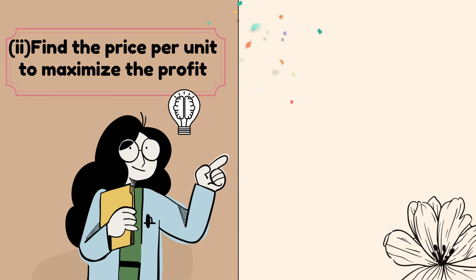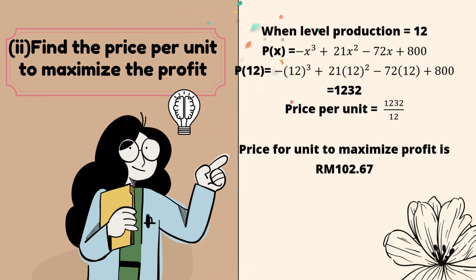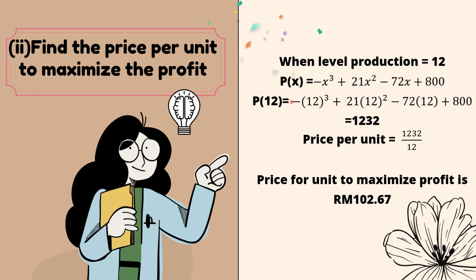For the last question, we need to find the price per unit to maximize the profit. So when the level of production is equal to 12, we get the answer 1232, but we need to divide by 12 for the price per unit. Lastly, we get the price per unit to maximize profit is RM 102.67.